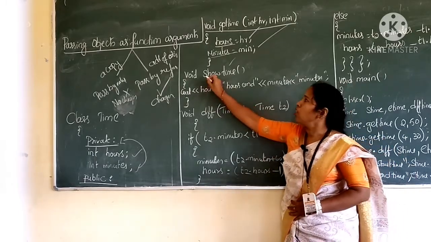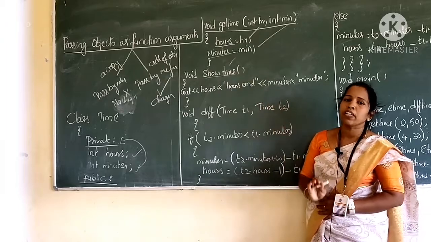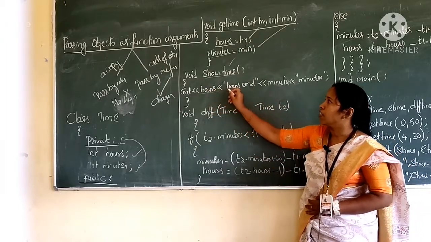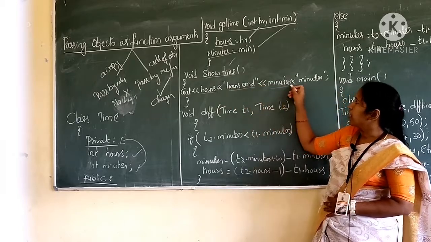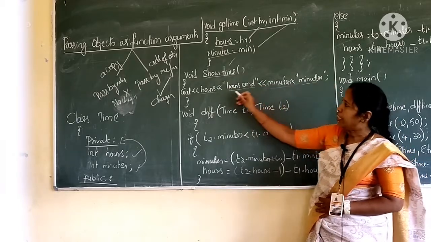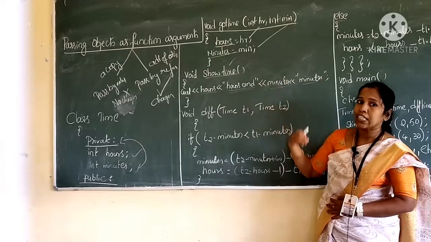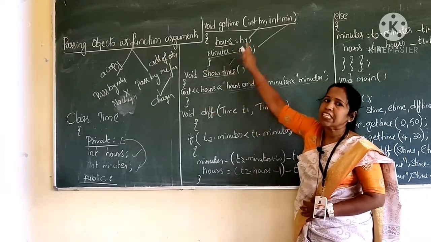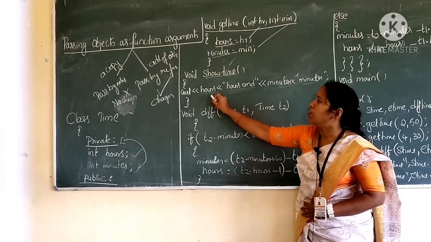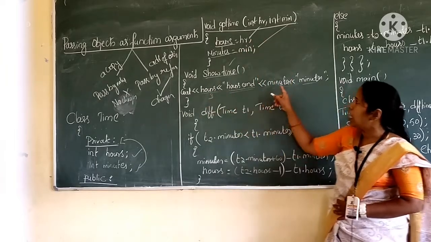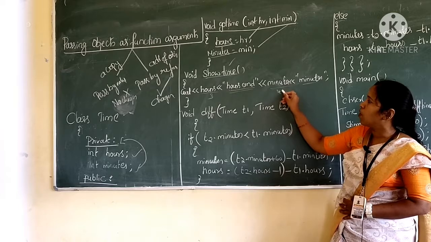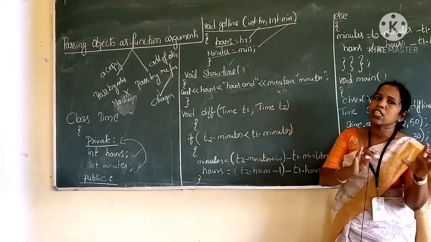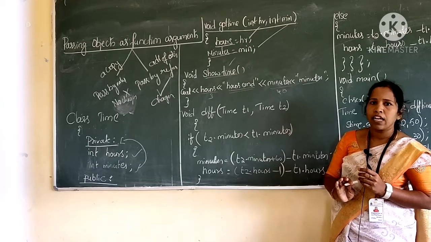Now the second one is show time. I want to display the time. Now see, it will display here hours and minutes. Within the double quotes, it will display as it is. Without the double quotes, that is nothing but the variable, right? If you are passing 3 hours 40 minutes, then here it will display what? In place of hours, 3, and in place of minutes, it is going to display 40. So within double quotes, whatever I have given is going to be displayed as it is, right?